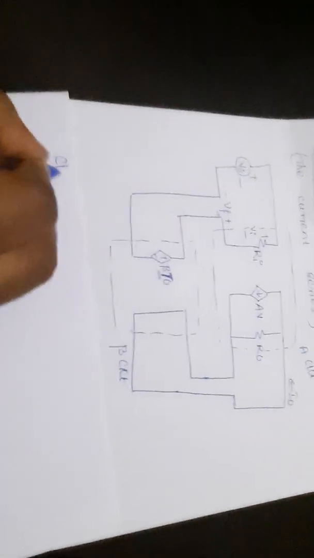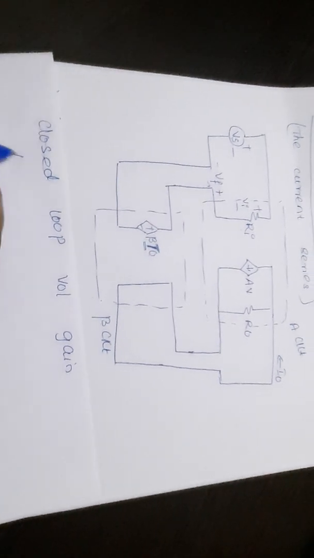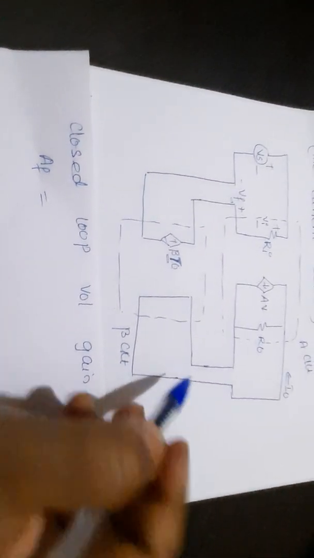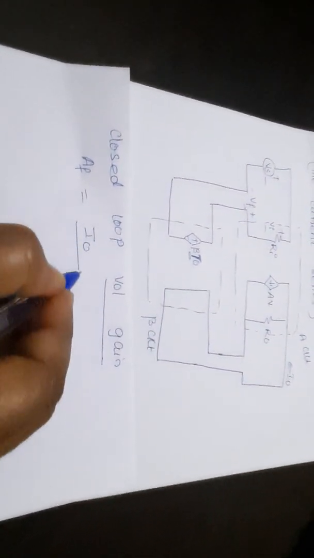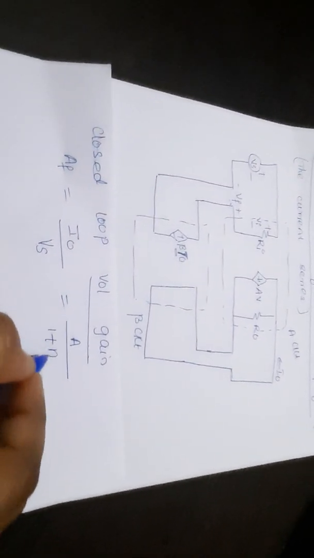Now a few more things we'll find out here: the closed loop voltage gain AF. How we did in the previous class, in the same fashion. We know that the voltage gain is output divided by the input. Here for the series feedback amplifier, the output is I0 and the input is Vs. Or it is written as A divided by 1 plus A into beta.